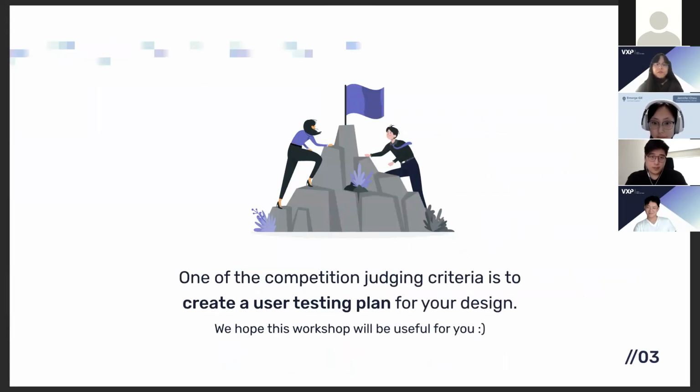First and foremost, one of the competition judging criteria for the protothon is to create a user testing plan for your design. You don't have to actually run it in 24 hours, but we will be asking you to come up with a practical plan. So I hope this workshop is going to be useful for you.